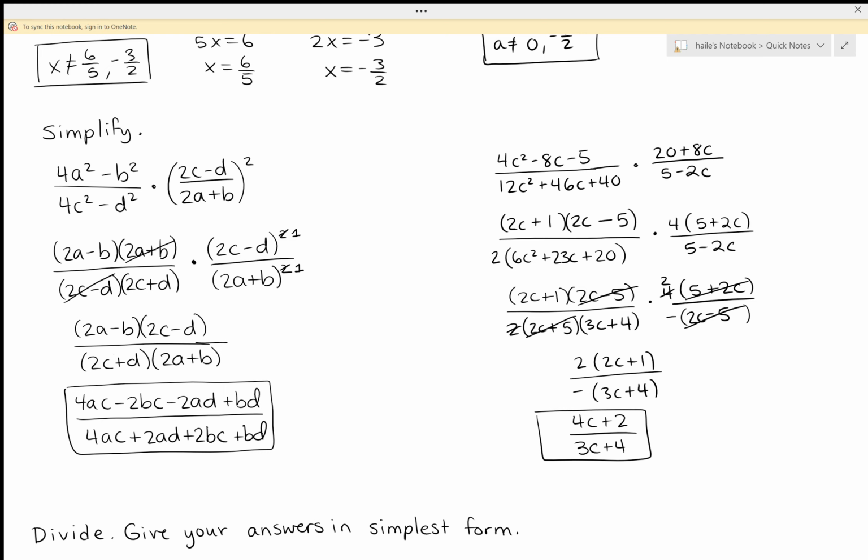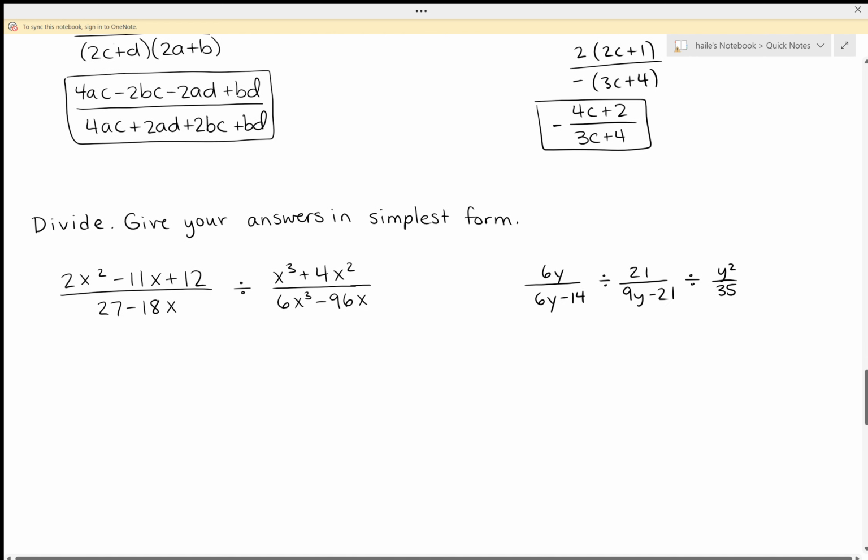Okay, so if you were to type in something like this, just make sure the negative is level with the fraction bar and not like the top or the bottom, because if you were to put it with the top or the bottom, the computer is going to assume that it goes with either 4c or 3c, but not the entire numerator or denominator.